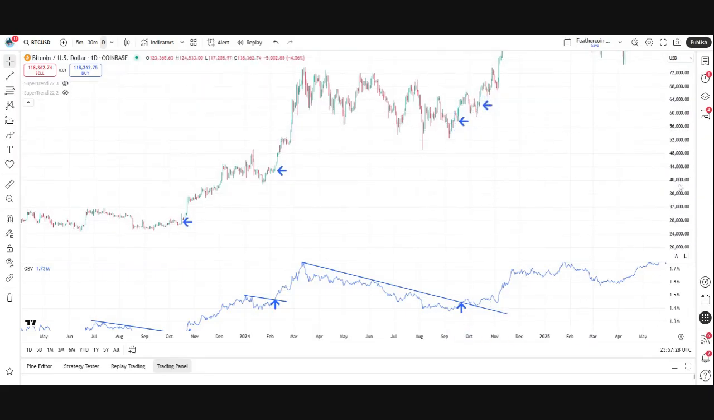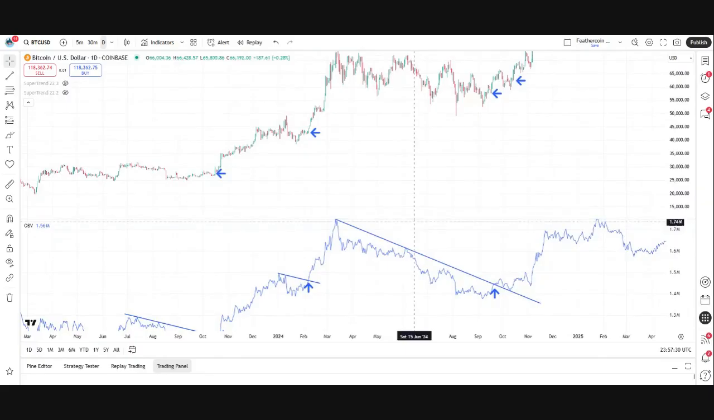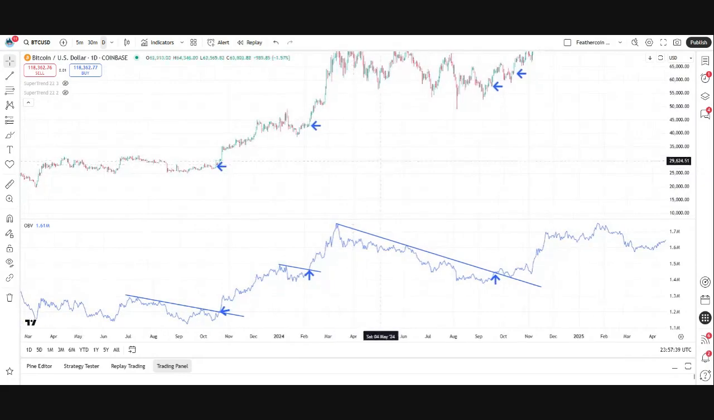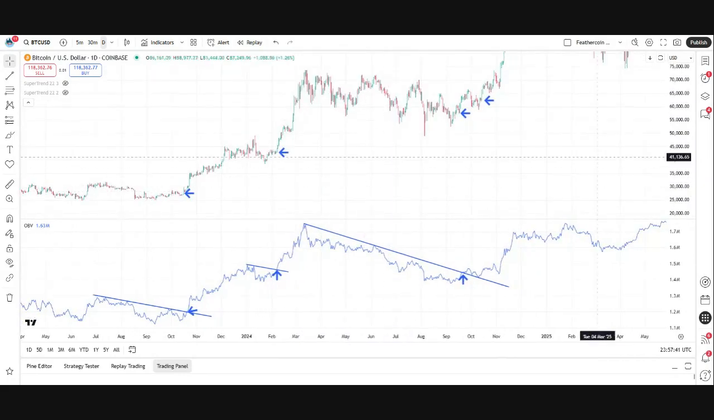So overall, OBV can be a leading indicator. You can start noticing trends and reversals before the price takes note. And again, it's all free. And I think over time, it has been one of my more consistent and enjoyable indicators I use for trading.